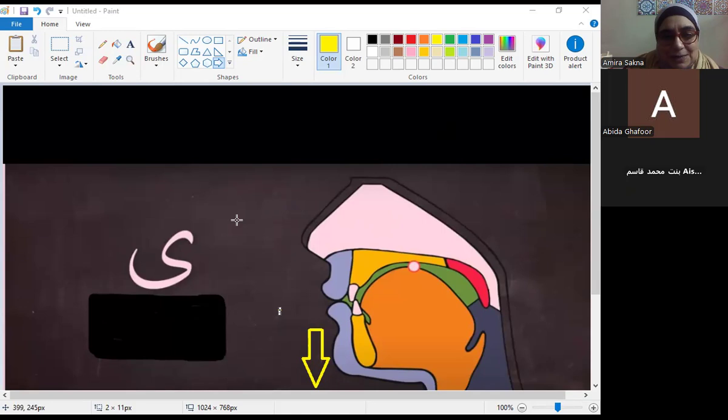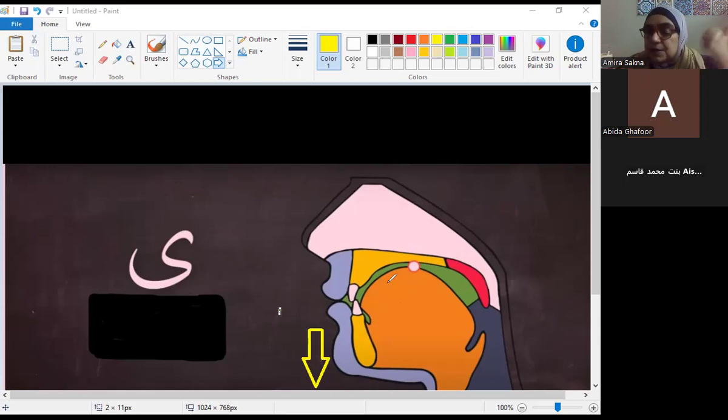Alhamdulillah. Regarding Ya, my dear sisters, it's coming from the same area, the middle part of the tongue with the hard palate. Same as Sheen, no difference. The middle part of the tongue will be raised toward the hard palate, also leaving a space in between to allow the sound to run through this area. That's why it's also a loose letter. The sound is running.